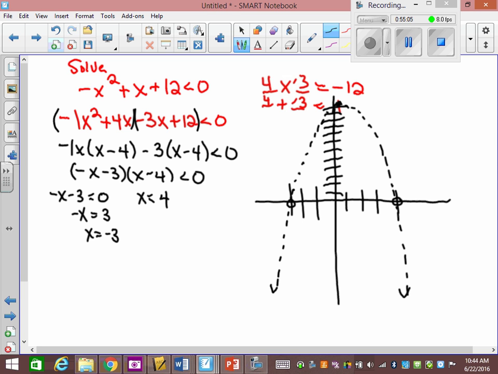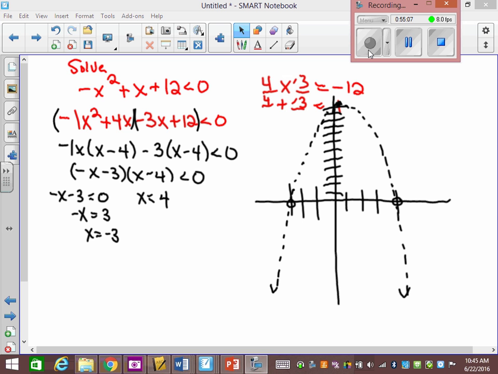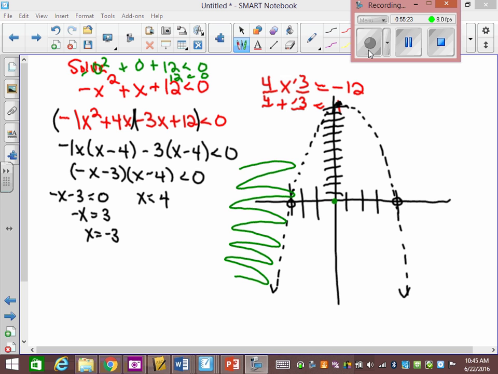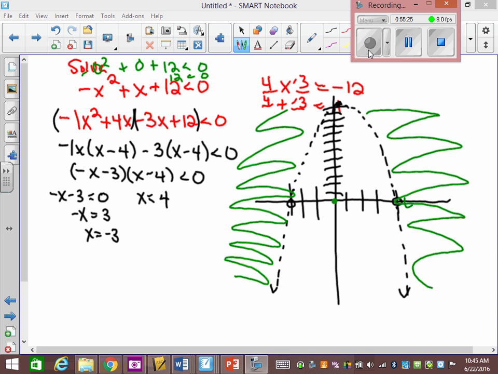But just wait. We can be done. Okay, we do a test point. 0, 0. Let's test it. Negative 0 squared plus 0 plus 12 is less than 0. Is 12 less than 0? Is 12 less than 0? No. So we shade out here, which means we shade on here. There's our number line. So our number line is open dot, negative 3. Open dot, 4.